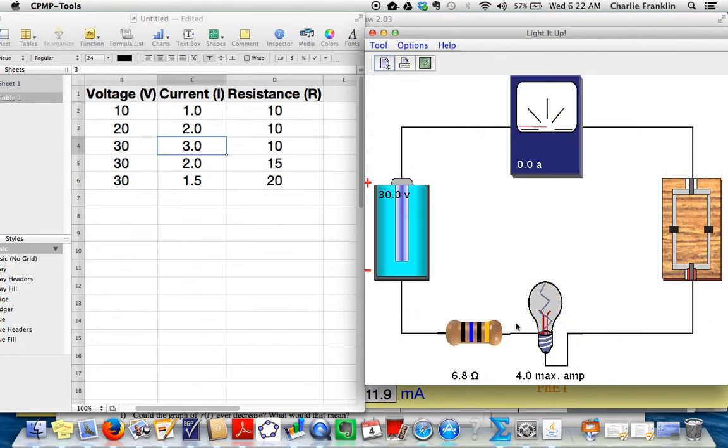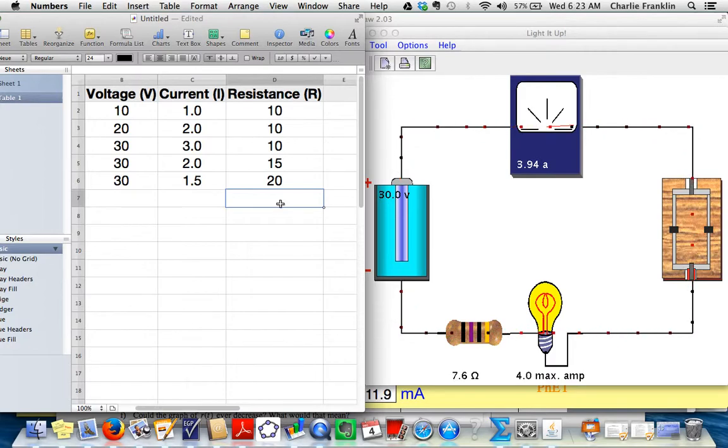Oops. What happened? Did you see it? I changed the resistance. I had the resistance going down, got as low as 7.6. The voltage stayed at 30. So as resistance decreased, what happened to the current? As resistance went down, current went, well, look at it over here at 3.94. But we have an awfully bright light bulb.